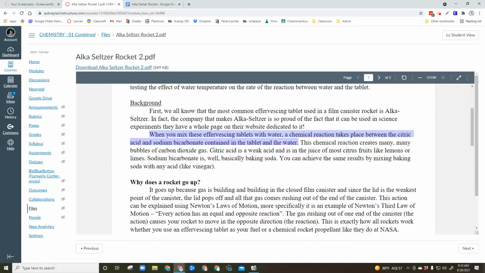Okay. Citric acid is a weak acid and is in the juice of most citrus fruits like lemons and limes. Sodium bicarbonate is basically baking soda. You can achieve the same results by mixing baking soda with any acid like vinegar. So vinegar is called acetic acid. So you may have done this when you made your volcanoes in elementary school. You mix baking soda and vinegar and it foams up, a lot of foam. So it's the same thing. All right. So do we need to put that in? Let's see.